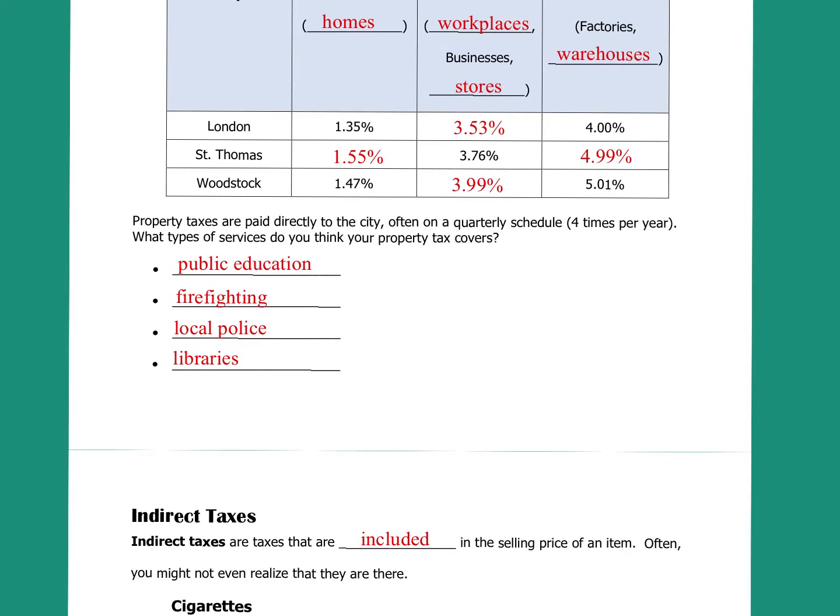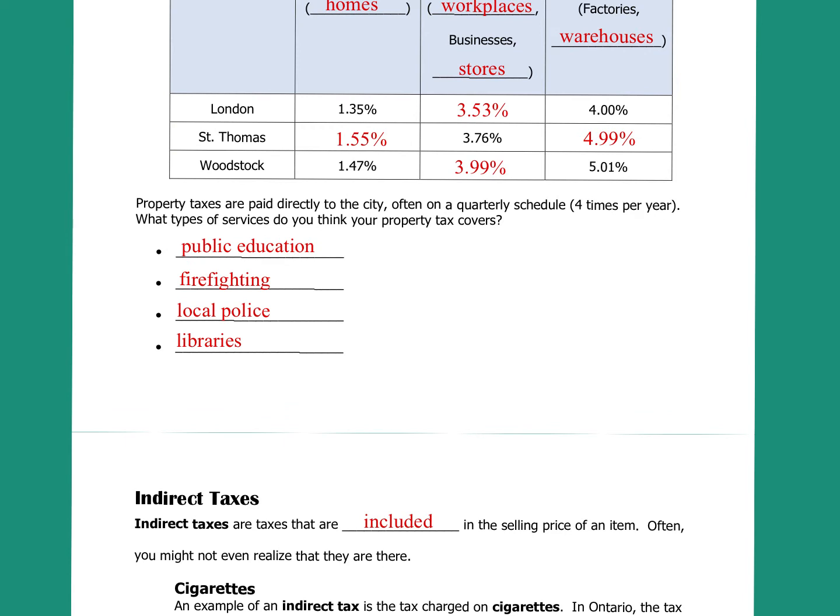So what types of services do you think property tax covers? So I've listed 4 here. So some things it covers are public education. So without our taxpayer money, we wouldn't be able to build schools and have all of the resources that we do here in our education system. Firefighting is another one. Local police, libraries, and so on. There's lots of different things, but those are kind of 4 big ones.